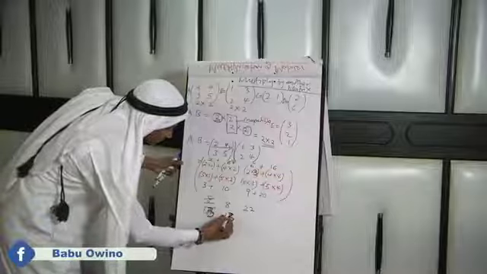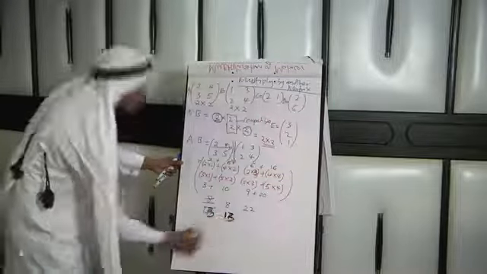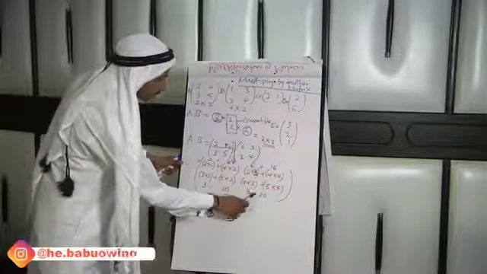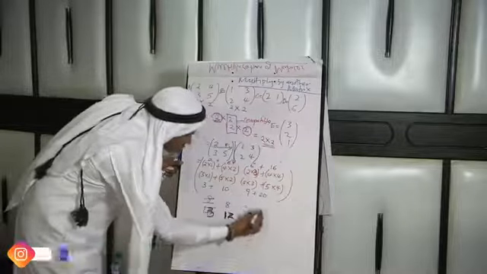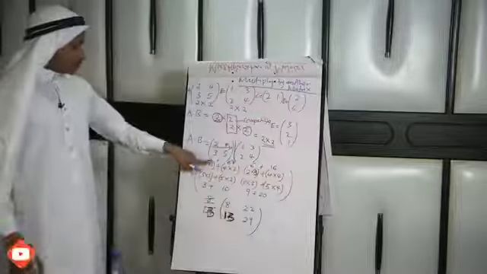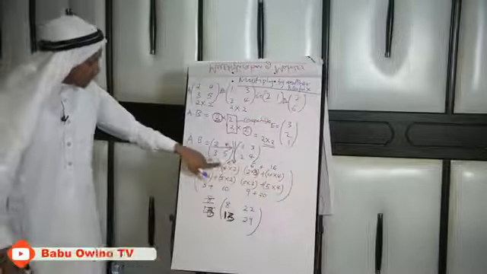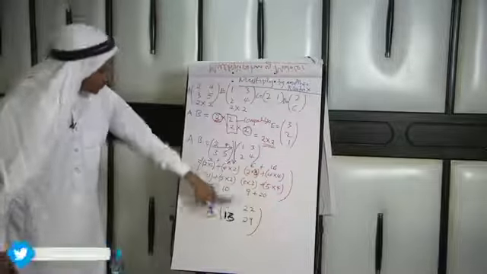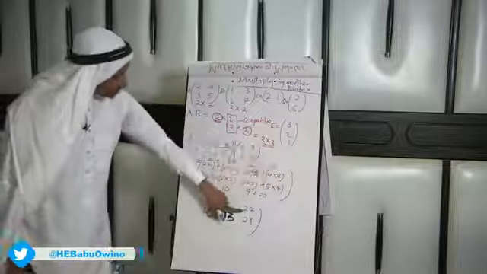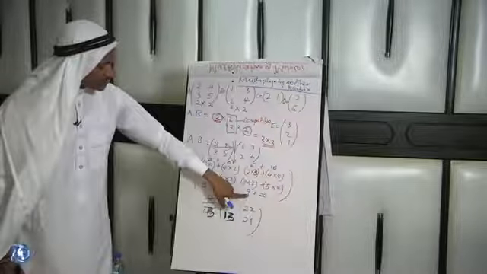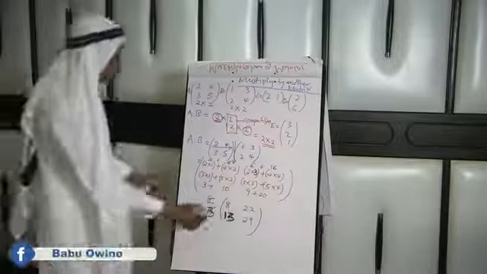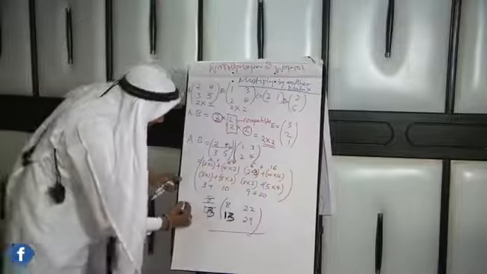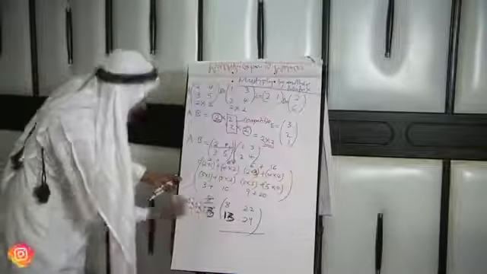You be keen. 3 plus 10 is 13. Then 9 plus 20 is 29. So the first one is 2 plus 6, which is 8. The next one is 3 plus 10 is 13. The next one is 6 plus 16 is 22. And then lastly is 9 plus 20 is 29. So this is A times B.